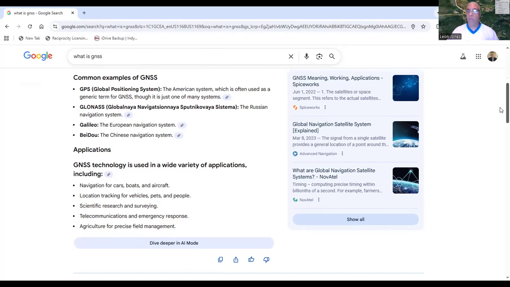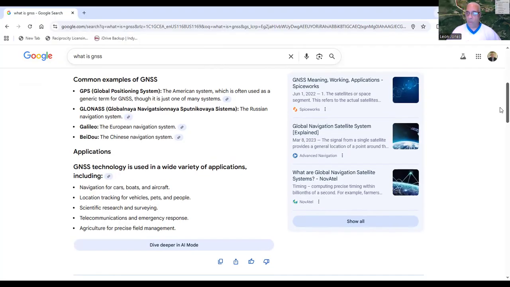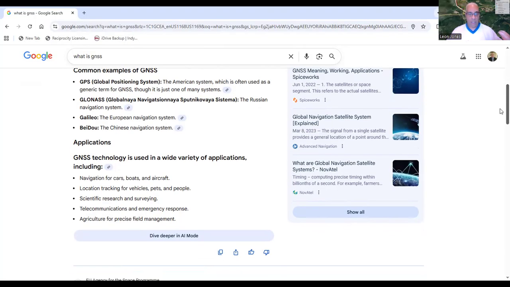You can even download a GPS app on your phone. In fact, I did it and went out with my own phone and took some points. It's good for tracking vehicles, pets, and people, scientific research and surveying, telecommunications and emergency response, agriculture for precise field management.